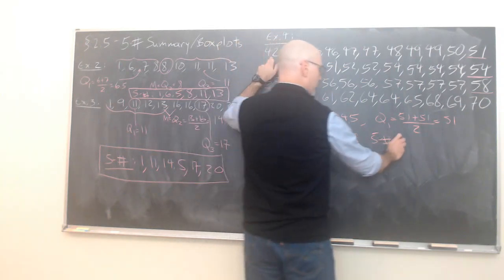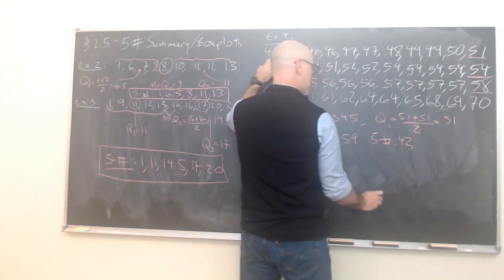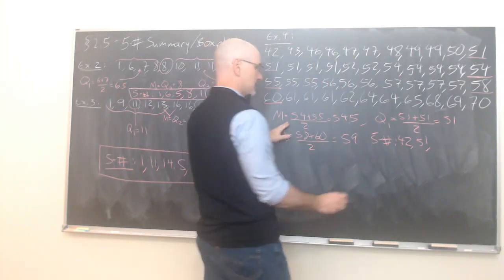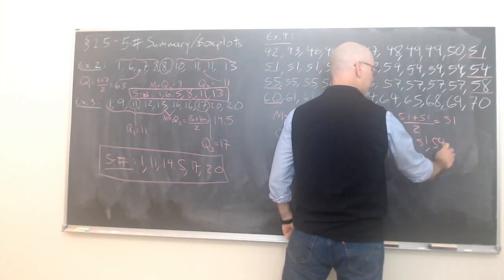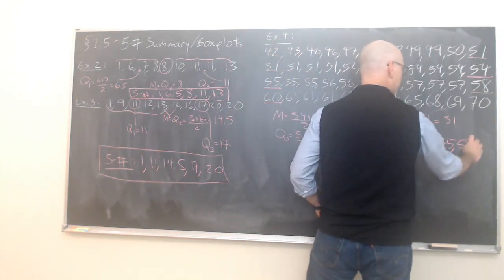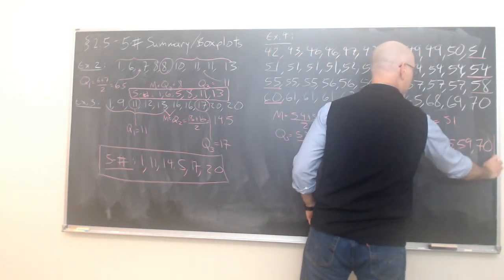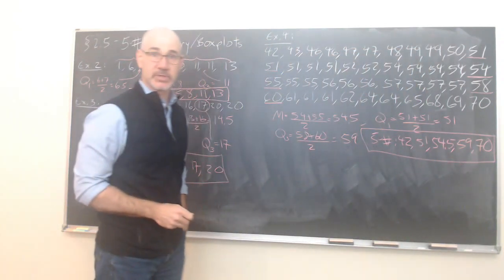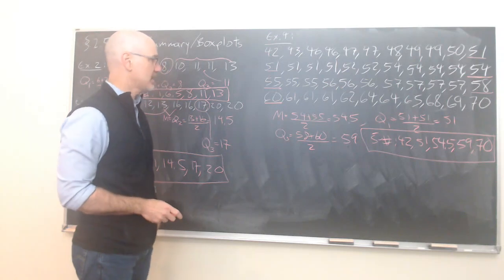Smallest age is 42. Q1 was 51. The median was 54.5. Q3 is 59. And the largest value is 70. All right, so that's my 5-number summary for the president's ages.